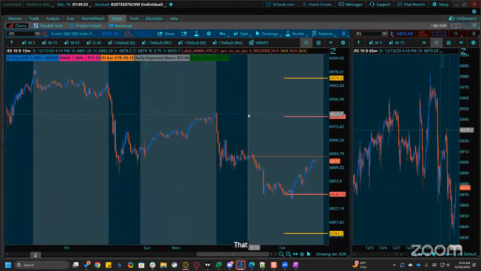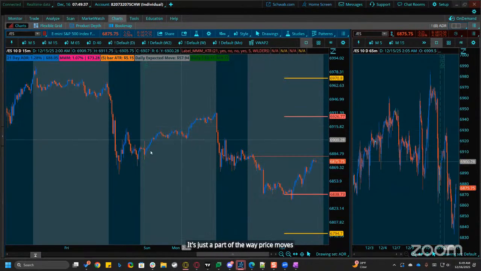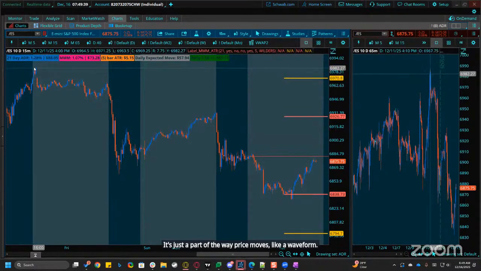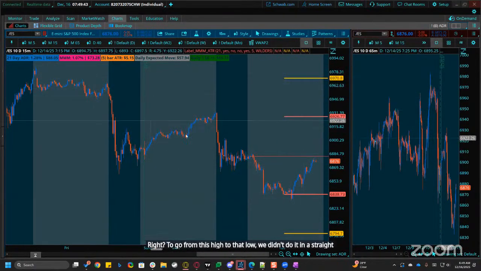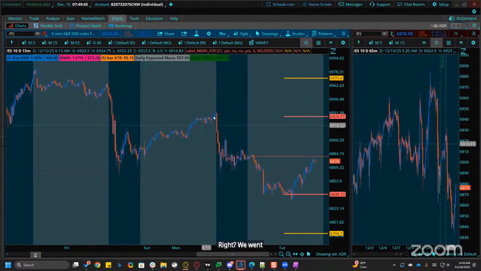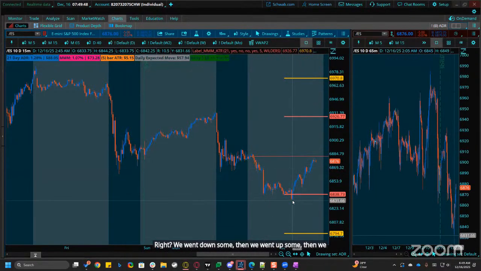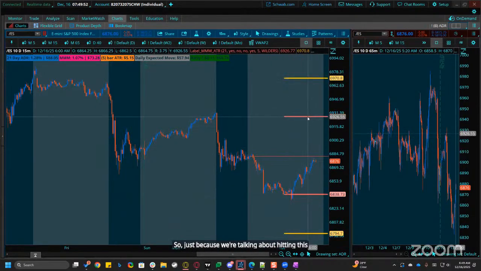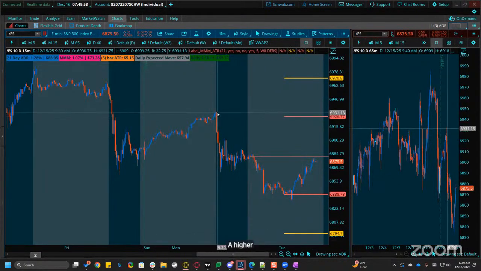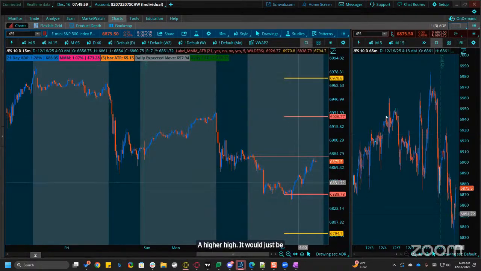That might sound bullish to you, but it's not. It's just a part of the way price moves, like a wave form, right? To go from this high to that low, we didn't do it in a straight line, right? We went down some, then we went up some, then we went down some more. So just because we're talking about hitting this upper ADR half doesn't mean anything about being bullish. It wouldn't even give us a higher high. It would just be a part of this wave, right?